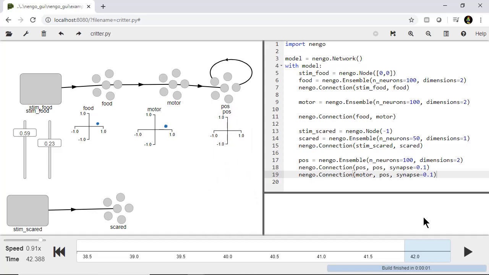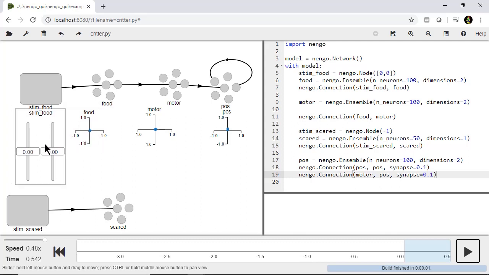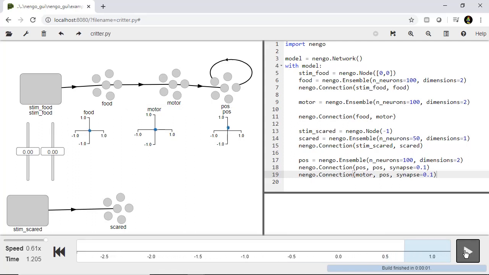Okay, so first of all, let's run that and see whether or not we get anything useful. We're staying still right now because the food is indicated right exactly where we are, so the motor command is not doing anything. And so the position, it's drifting a little bit. You'll notice that, but it's mostly stable.